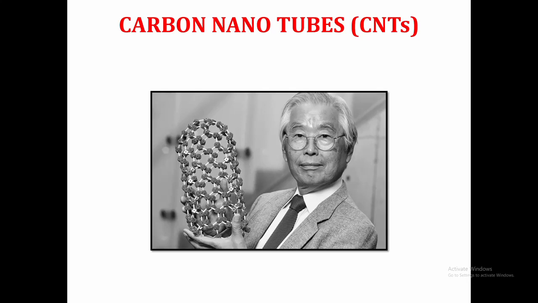We are going to discuss what carbon nanotubes are, how they are classified, and their special features or peculiar properties. Carbon nanotubes were discovered in the year 1991 by a Japanese physicist, Sumio Iijima, while working at Nippon Electric Company Fundamental Research Laboratory, Tokyo, Japan.